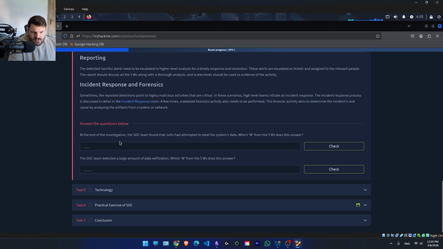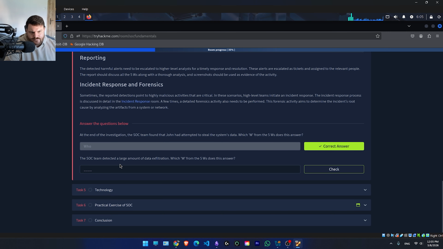Answer the questions below. At the end of the investigation, the SOC team found that John had attempted to steal the system's data. Which W from the 5 W's does this answer? So, John's attempt, right, is the who. The SOC team detected a large amount of data exfiltration. Here is the what.